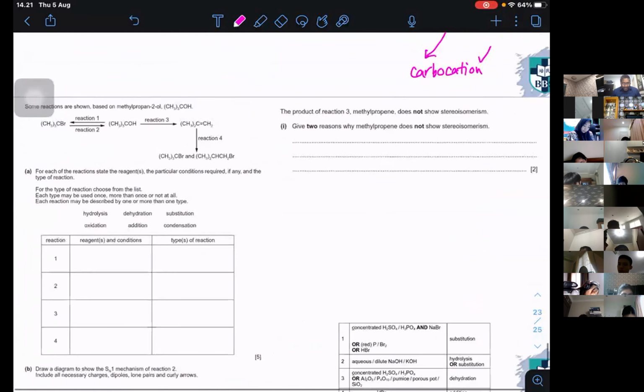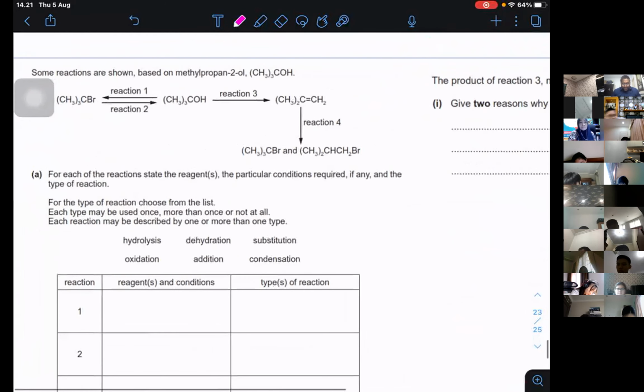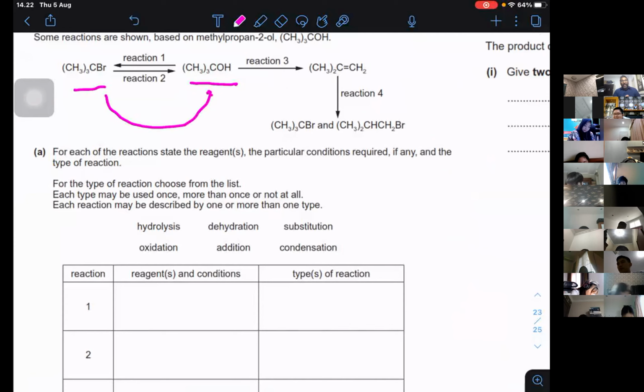Next. Now, some reactions are shown over here, and for each of these reactions, state the reagent and so on. You can see here, this is alcohol, and then suddenly I have halogenoalkane. But it can go the other way around, which is something that we have learned today, reaction 2. You have halogenoalkane changing into alcohol, and alcohol also changing into this. So this is going to be a reaction of alcohol.